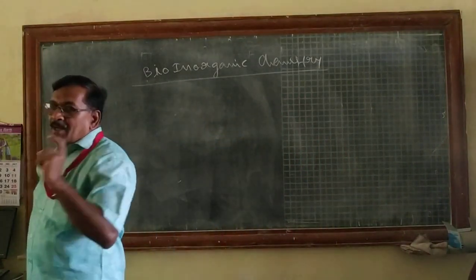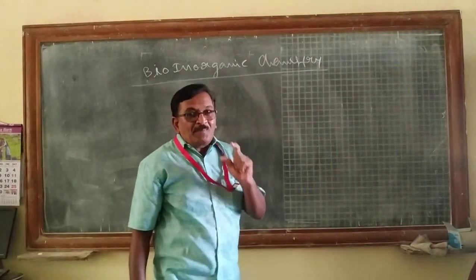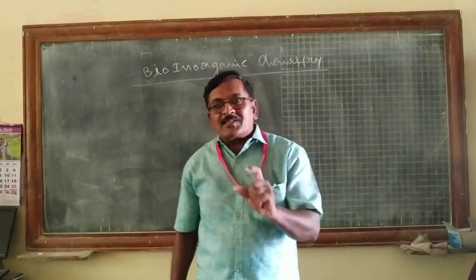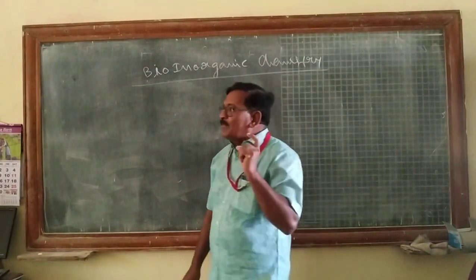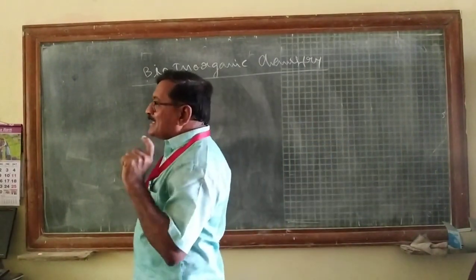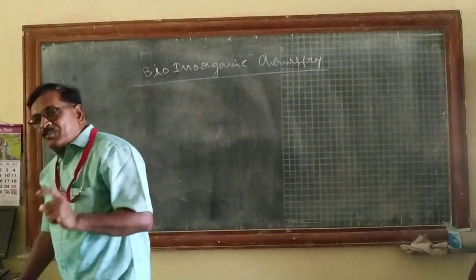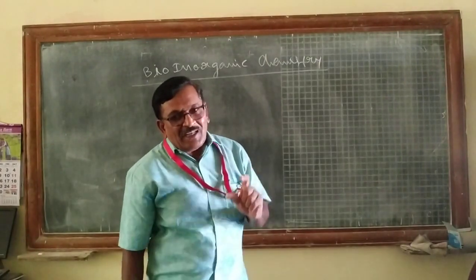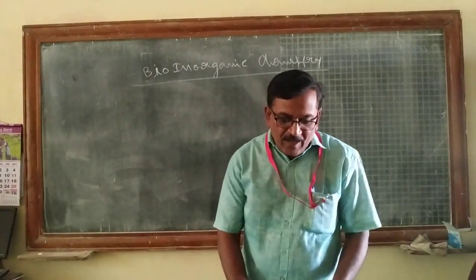Hemoglobin contains 73% of the iron, and 3% of the iron content is present in the myoglobin, and the remaining iron content is present in the body in the form of ferritin.